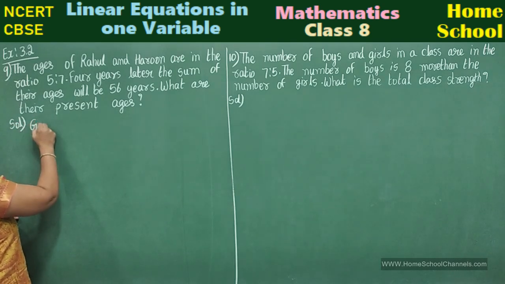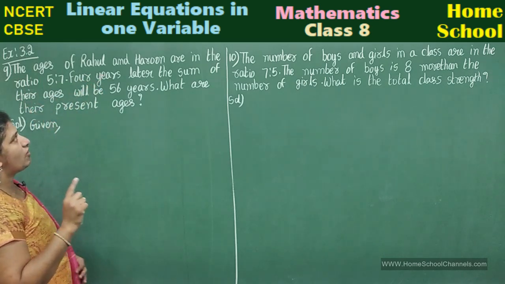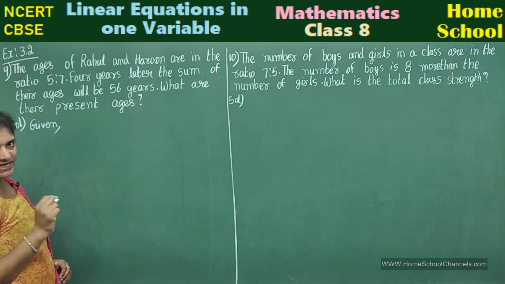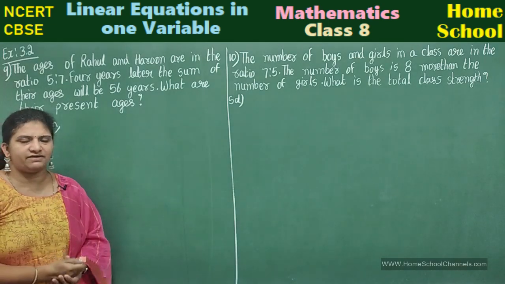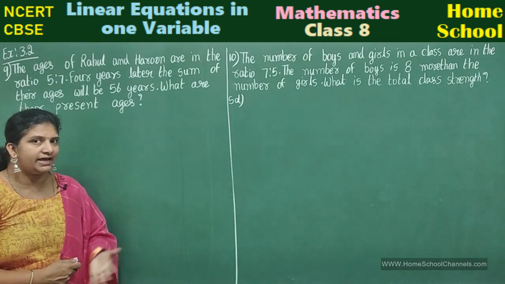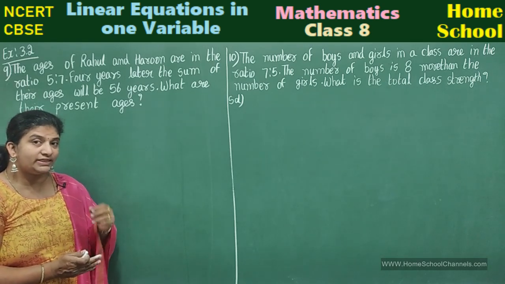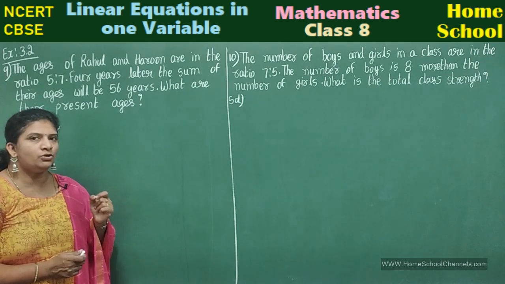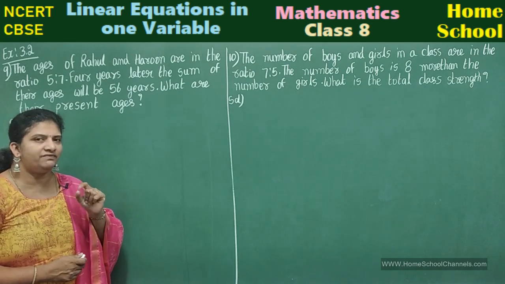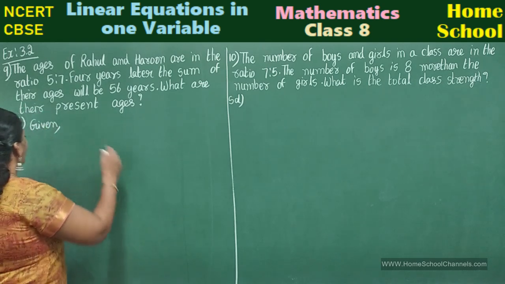Solution. Given, what is given in first line? The ages of Rahul and Harun are in the ratio 5:7. Ratio 5:7, I cannot take as it is. Rahul age 5 years, Harun age 7 years, I cannot take. So what I need to do? I need to multiply this with a variable. I need to multiply this ratio for numerator and also denominator with a variable. What variable we are going to take? Let us take x.